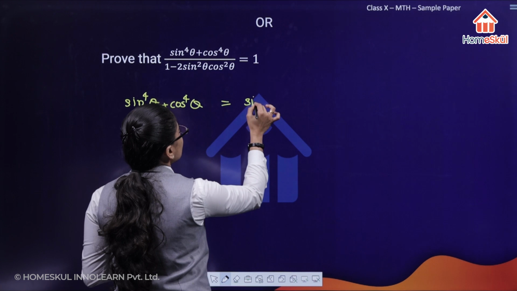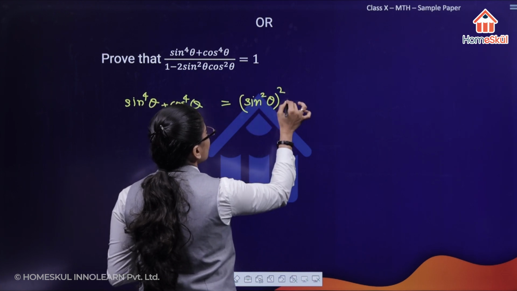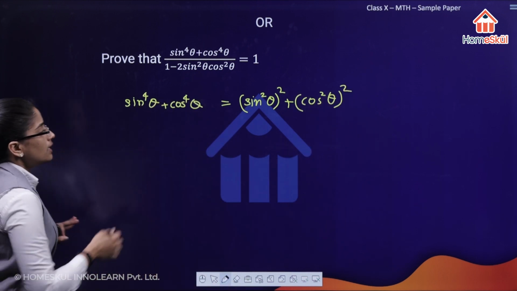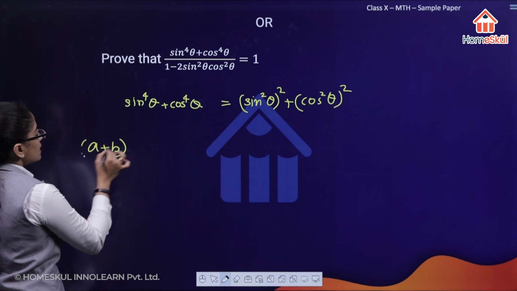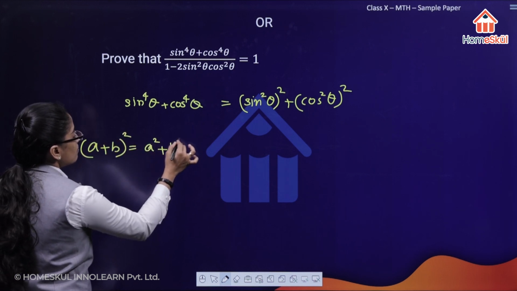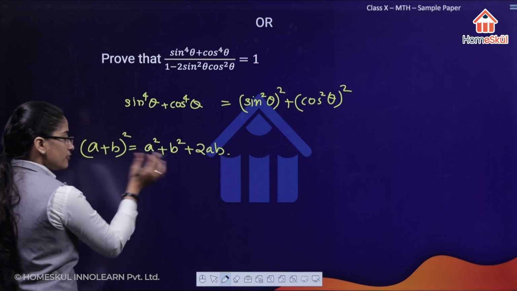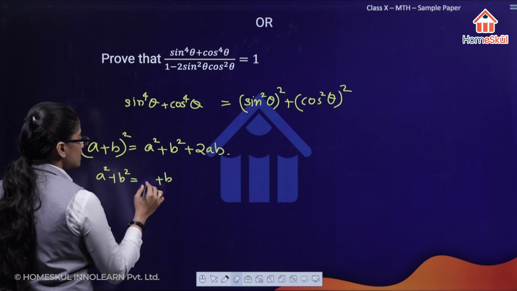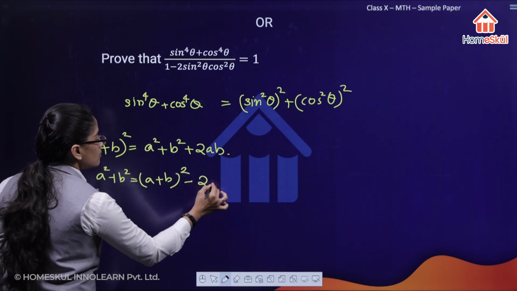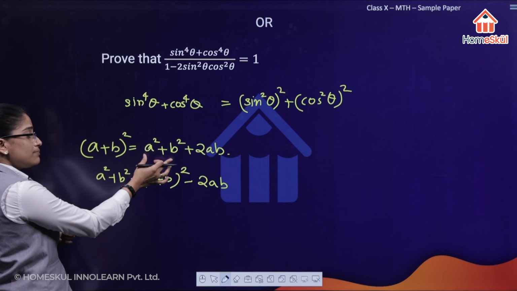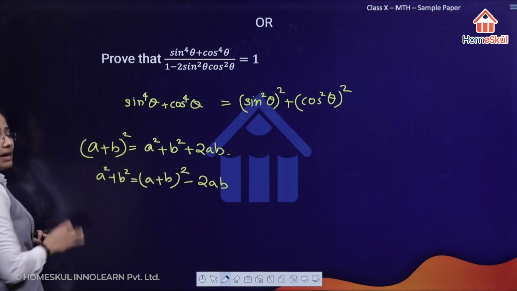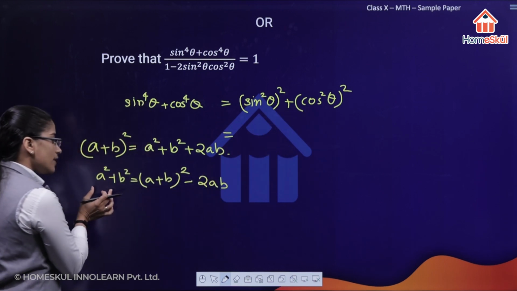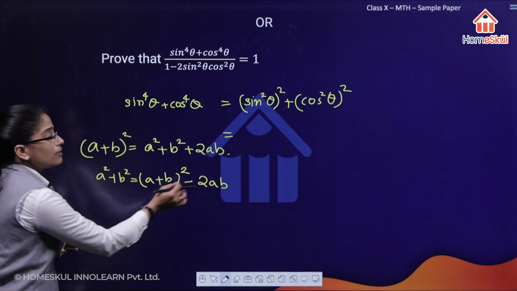This could be written in the format (sine square theta) the whole square plus (cos square theta) the whole square. Isn't it? Let's see. What is (a plus b) the whole square? It is equal to a square plus b square plus 2ab. From this we could write a square plus b square is equal to (a plus b) the whole square minus 2ab. So similarly, this is of the format a square plus b square, which equals (a plus b) the whole square minus 2ab.